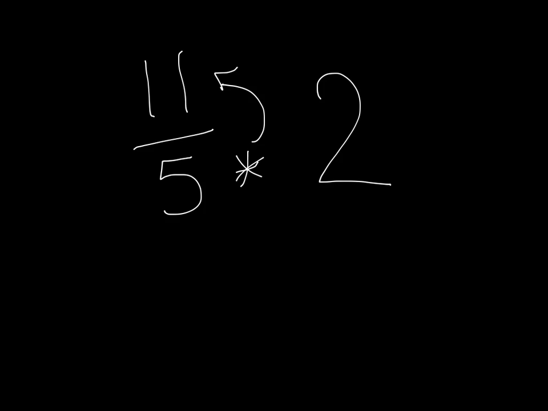So we started with 11 fifths. How many times did the denominator go into the numerator? Well, 5 goes into 11 2 times with one left over, 1/5. Let's just do one more so we make sure we understand the process. Let's have a look at 7 halves.